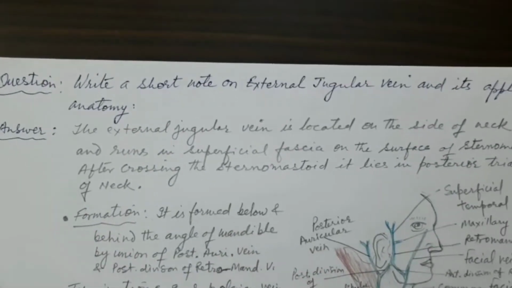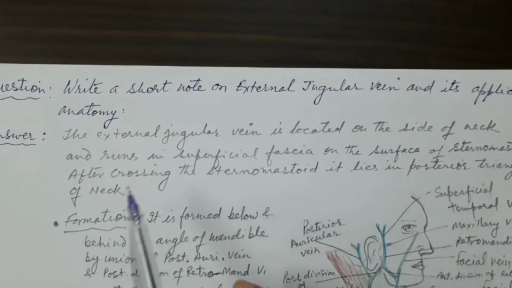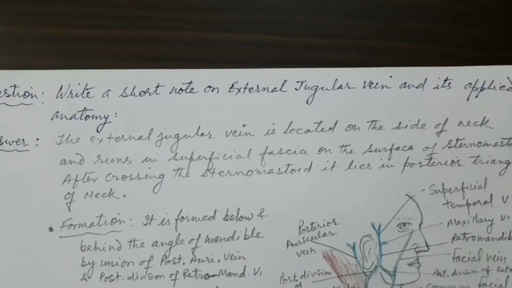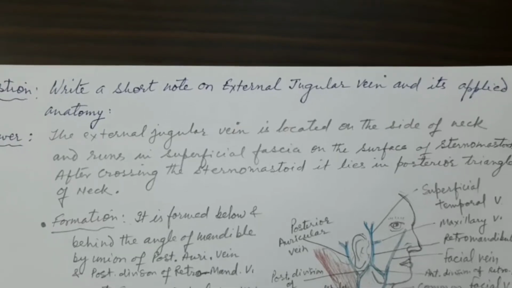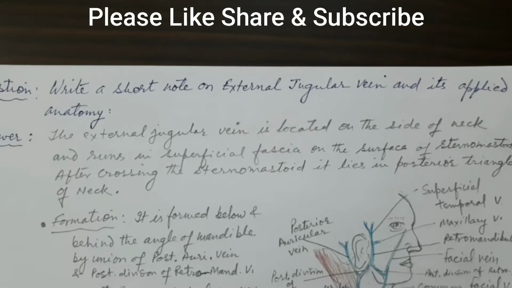So in answer we may write like this: the external jugular vein is located on the side of the neck, on the lateral aspect of the neck. It runs in the superficial fascia, just deep to the skin. In this region there is also a subcutaneous muscle called the platysma. So though it is running in the superficial fascia, it is under cover of the platysma.